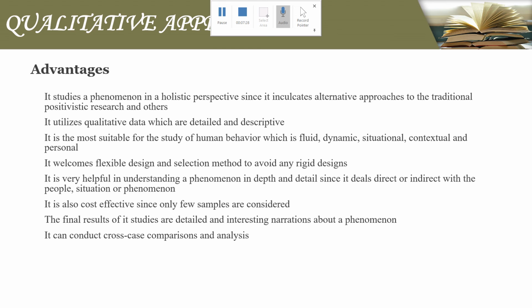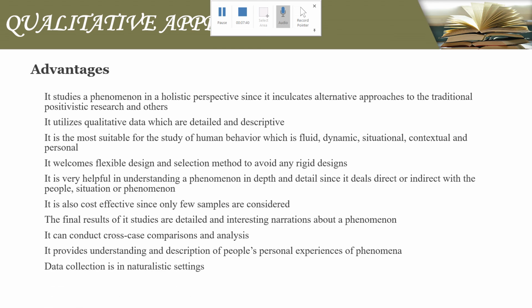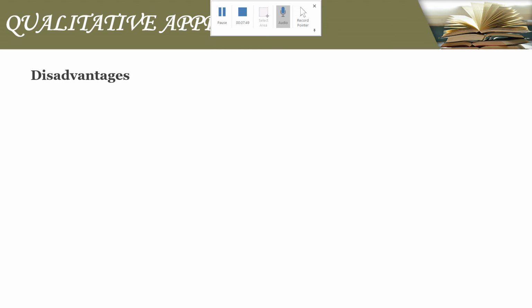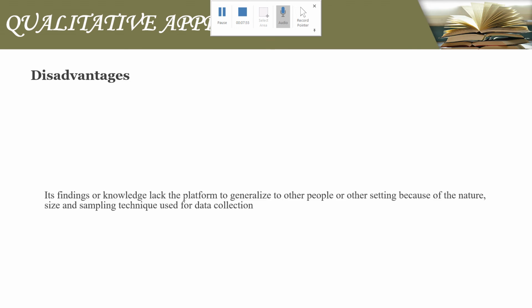It can conduct cross-case comparison and analysis. It provides understanding and description of people's personal experiences of phenomena. Data collection is in a naturalistic setting, as it has been already explained. However, there are still some disadvantages, or there are some challenges with this approach.